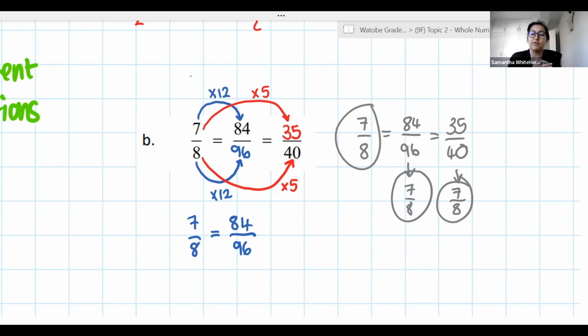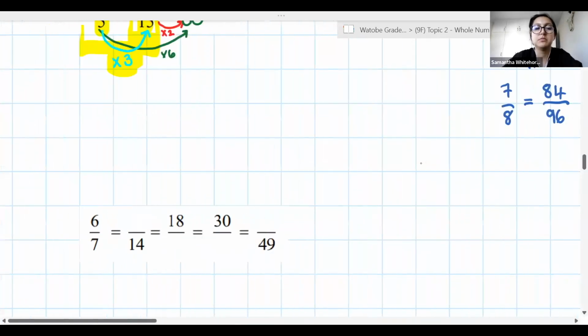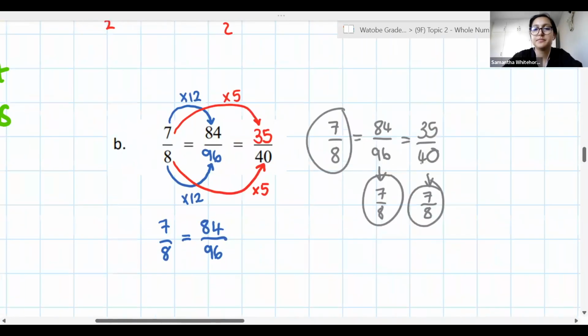So we need to be looking at the fraction we know in order to see what we're timesing either the numerator or denominator by to get the next fraction. So I'll let you screenshot if you want, and then we're going to have a look at one more, and then we'll take a break. Pretty sure I have one more. Right, last few seconds to get your screenshot.